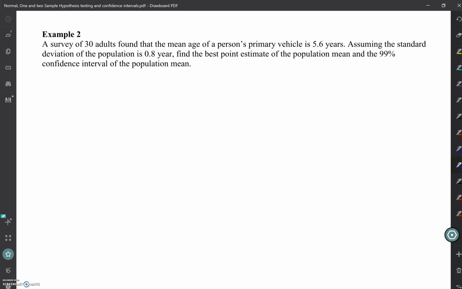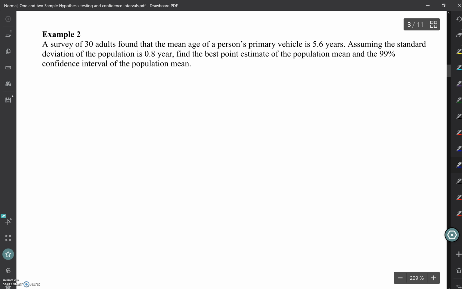A survey of 30 adults found that the mean age of a person's primary vehicle is 5.6 years. Assume the standard deviation of the population is 0.8 years. Find the best point estimate of the population mean and the 99% confidence interval of the population mean. All right, so what can we identify in there? N is 30. The mean, and which mean? The mean of my sample, right? Yes. Is 5.6, so that's x bar.